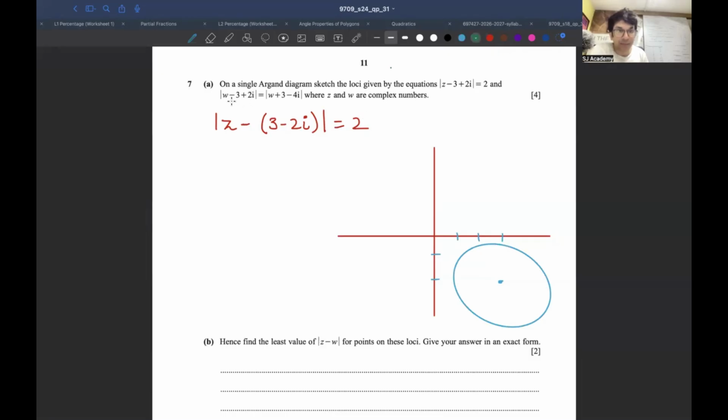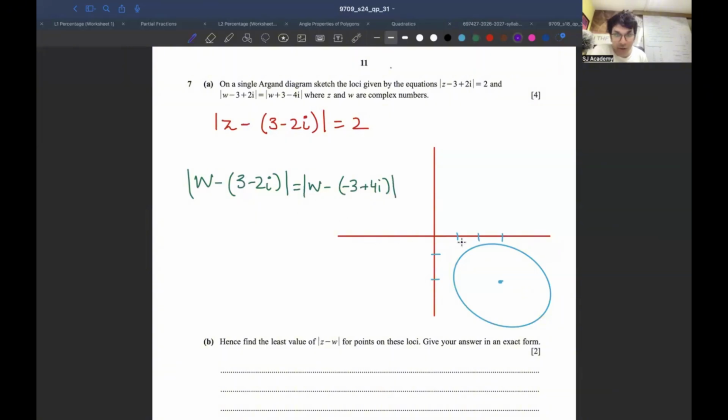And |w minus 3 plus 2 iota|, so we'll write it as |w minus (3 minus 2 iota)| is equal to |w minus (minus 3 plus 4 iota)|. Now this means that the distance of w from this point and this point is equal. अब इसका मतलब क्या हुआ? We'll have to make a perpendicular bisector.